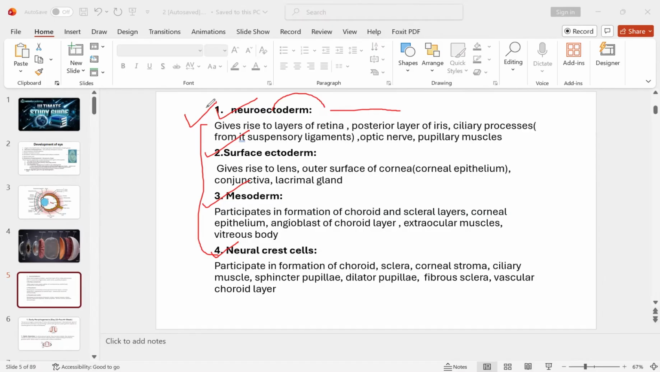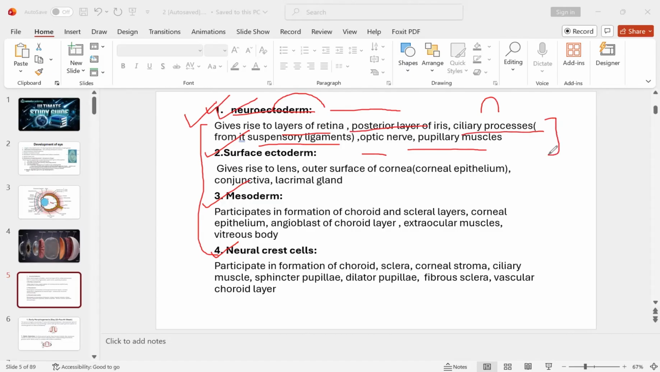So let's start with neuroectoderm. Neuroectoderm is giving rise to the layers of retina, posterior layer of iris, ciliary processes, optic nerve, and pupillary muscles. One thing I would like to mention here is that the suspensory ligaments are derived from the ciliary processes. So these are the derivatives of the neuroectoderm.